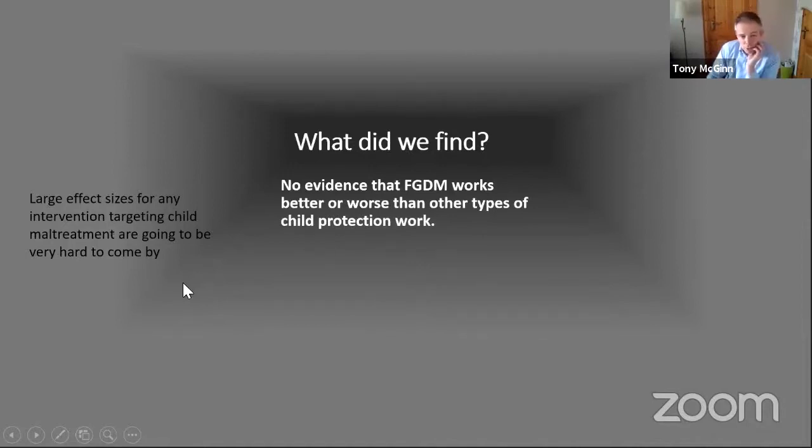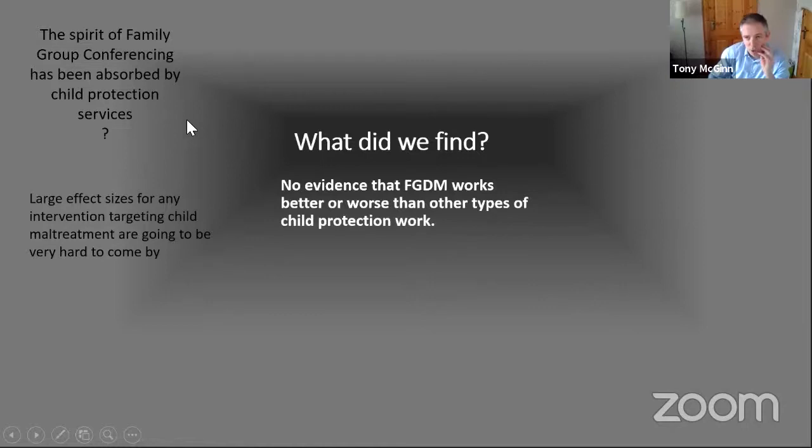I would point out that large effect sizes for any intervention targeting this problem, targeting child maltreatment, are going to be very hard to come by. When you think of the reasons for child maltreatment, they're often within and outside the family. I would imagine, I don't have to go into the detail of that, but there's intractable mental health problems involved at times. There's all sorts of stresses put upon families that are not going to be solved very easily by any intervention. So looking for an effect size is difficult in that environment.